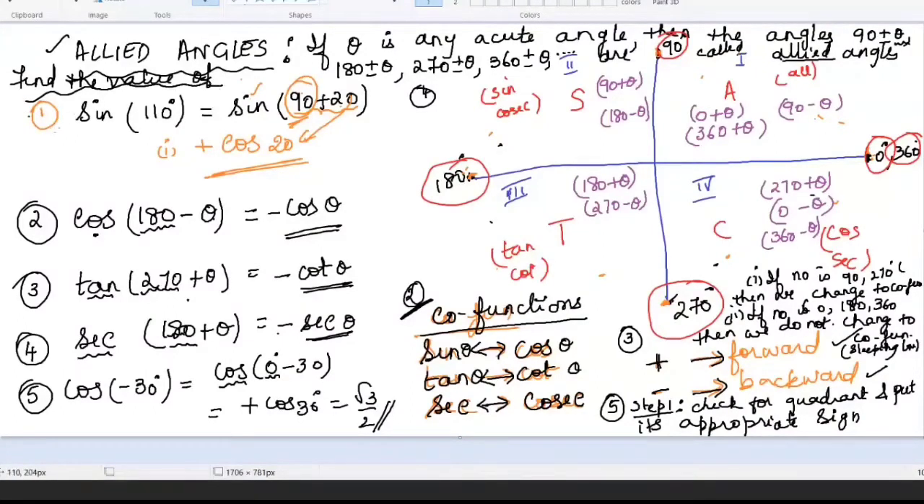Yes, take down the first question. These are all examples, okay? Then we will come to the exercise questions. This is just what I have given you for you to understand, right? The first one, sine 110 degrees.